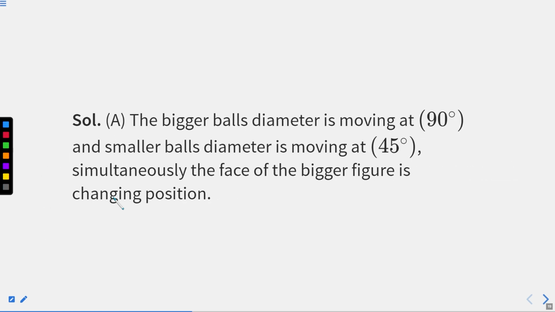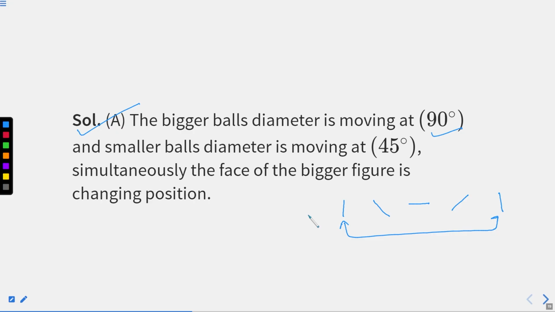Here you can see the solution part again in terms of angles. What it is saying is, option A is correct. First of all, the bigger ball diameter is moving 90 degrees. That we know. At one point it is vertical, at some point it is horizontal, then again it becomes vertical, then again it becomes horizontal. And the smaller ball diameter is moving at 45 degrees. Initially it is like this, then like this, then like this, then like this, and in the answer figure it again becomes vertical as in the first figure. Hence option A is our answer.